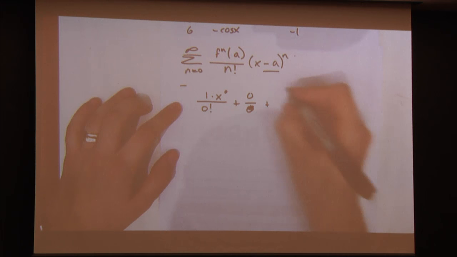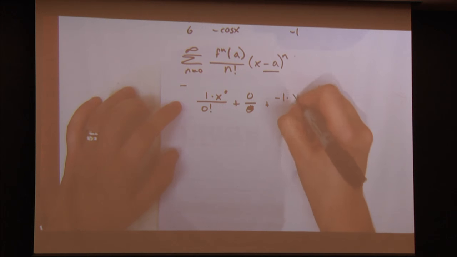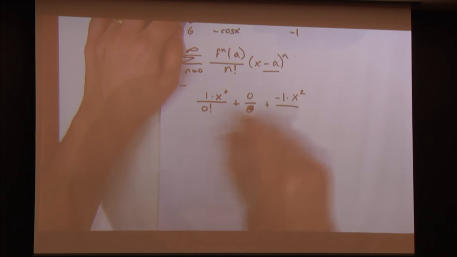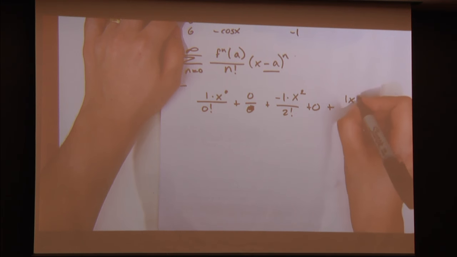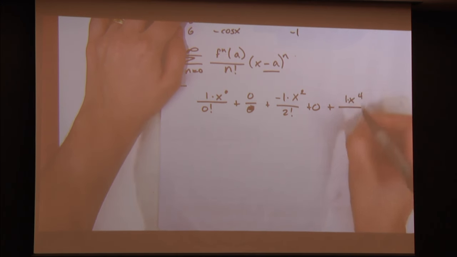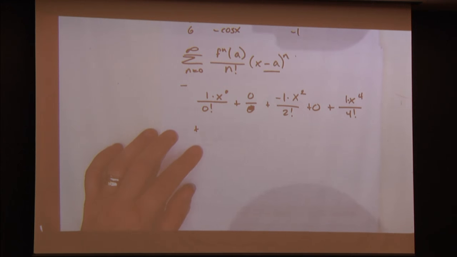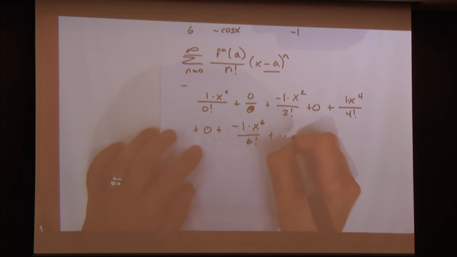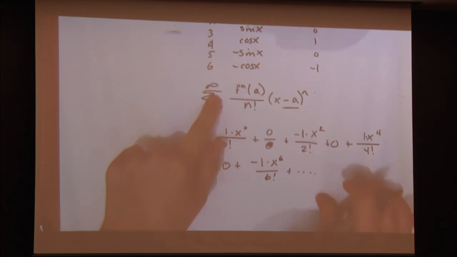Then next one, negative 1 times, well, our n now is 2, right? So we have x to the 2 over 2 factorial plus 0 plus 1 times x to the 4 over 4 factorial plus 0 plus negative 1 times x to the 6 over 6 factorial, dot dot dot. It keeps going because it's a series. It goes on forever because it says so right here.